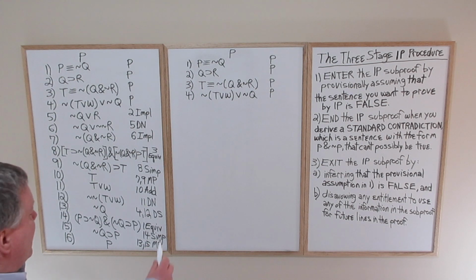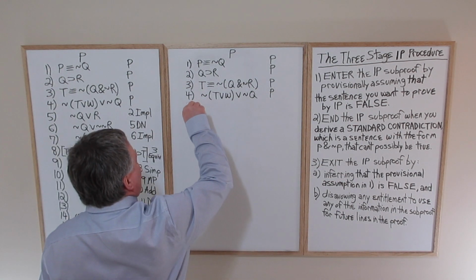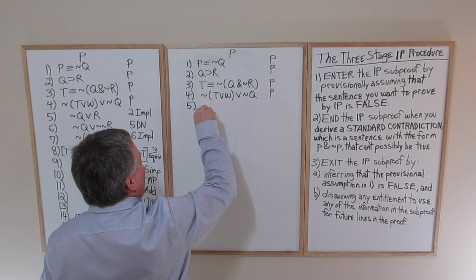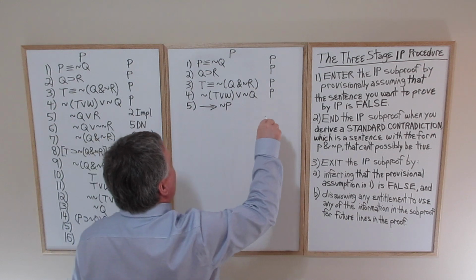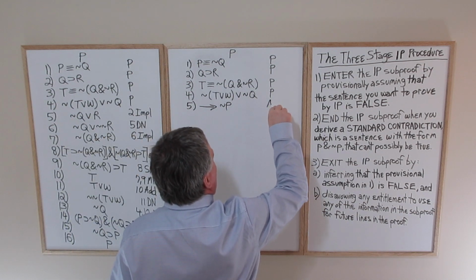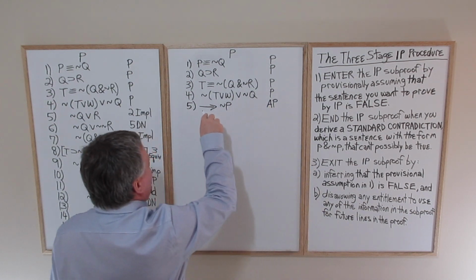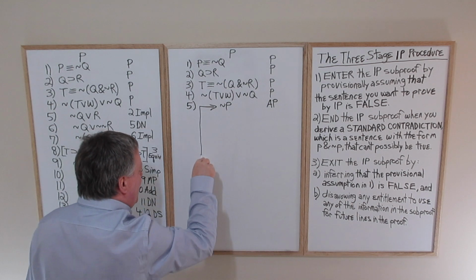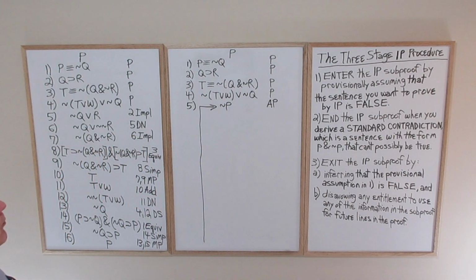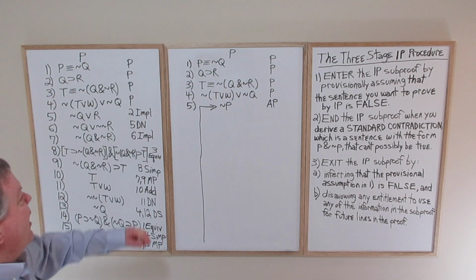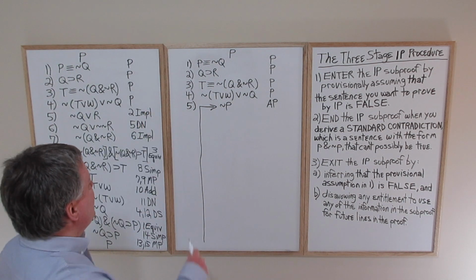So we start off, since the conclusion is P, by provisionally assuming that that conclusion is false, then looking for a standard contradiction. The key tip-off here is when we introduce tilde P into the mix, there's no real advantage to be gained by having this additional sentence.